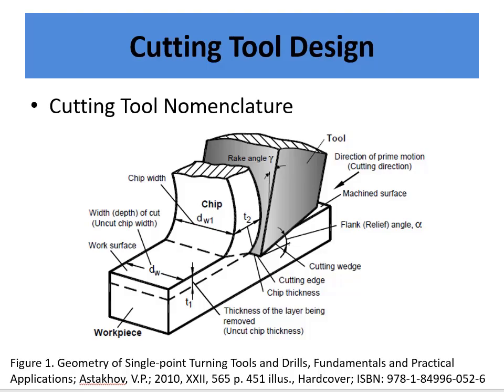So even an end mill rotates, but if you took a freeze frame of the instant the end mill starts cutting into the material, and you looked at the tooth as it engages the material up close, over a very small amount of travel, it would behave just as this picture describes. You'd still have the chip thickness, and the layer being removed. You have a width of the chip. You'd still have a rake angle, a direction of prime motion, a flank angle, a cutting wedge, and the resultant machined surface.